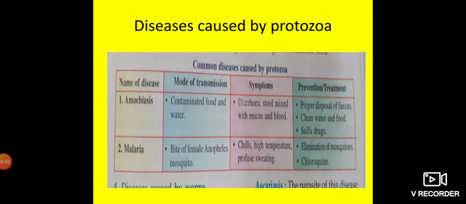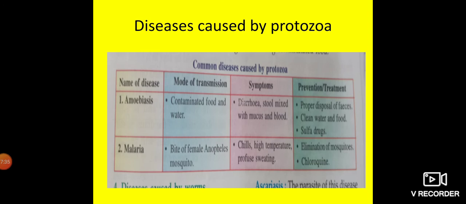Malaria is mainly caused by the bite of the female Anopheles mosquito. The causative organism is a protozoa, that is Plasmodium. It is transmitted through the bite of the female Anopheles mosquito. You should write female Anopheles mosquito. And which are the symptoms? Chills, high temperature and profuse sweating are the symptoms of malaria. And which are the preventive measures?